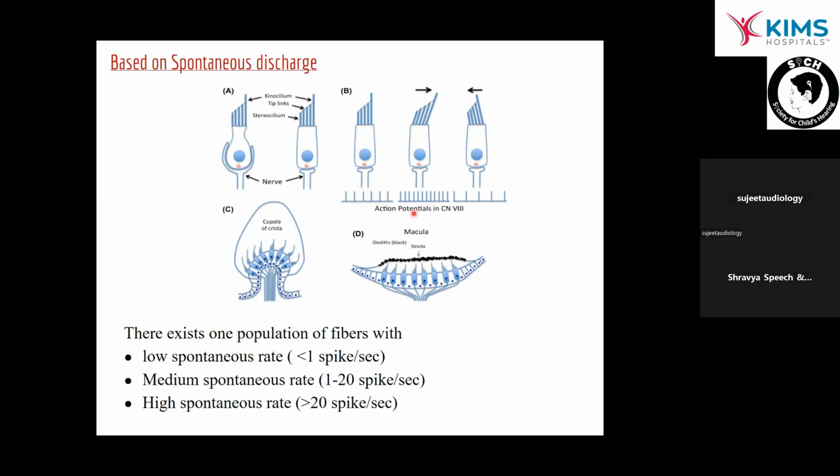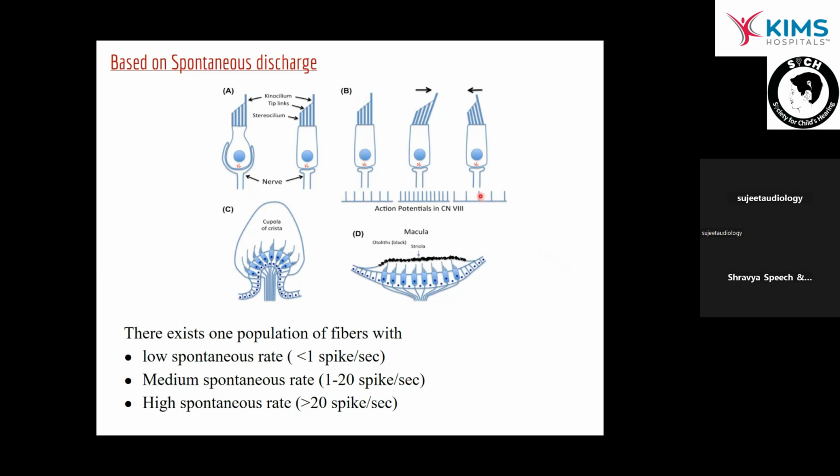Now, depolarization in the neurons means that any activity which is above the spontaneous activity of the neuron is called depolarization, and any activity which is below the spontaneous activity is called hyperpolarization.